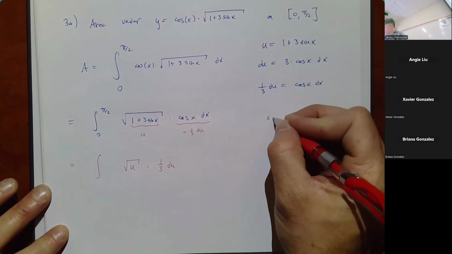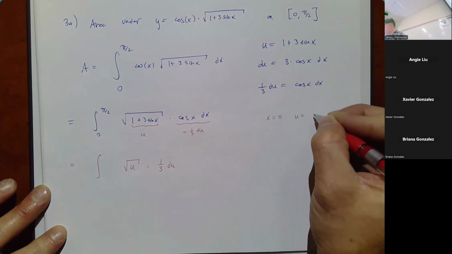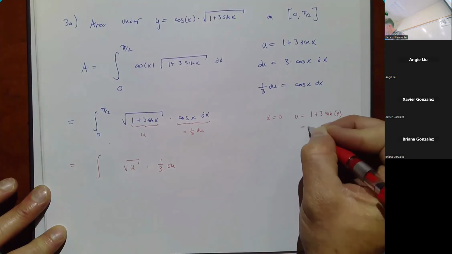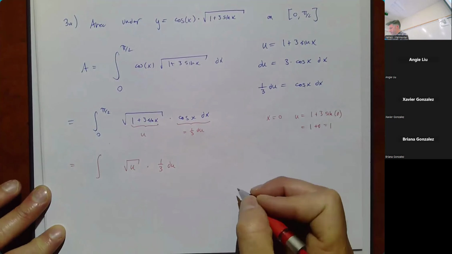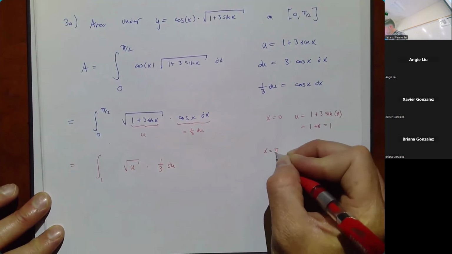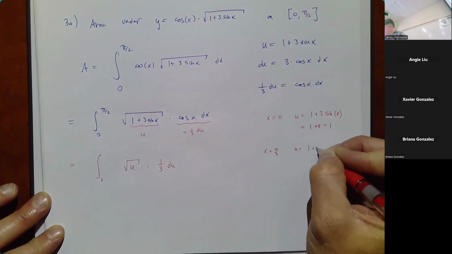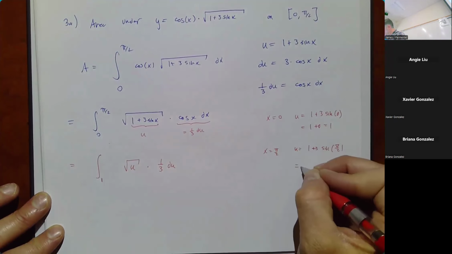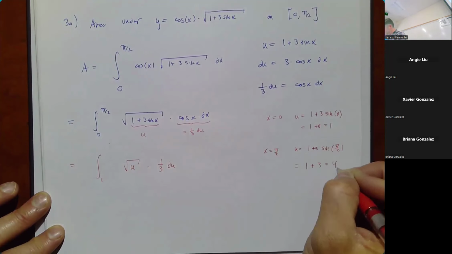So if x equals 0, u is going to be 1 plus 3 times sine of 0, which is 1 plus 0, which is 1. And if x is pi over 2, u is going to be 1 plus 3 times sine of pi over 2. Sine of pi over 2 is 1, so we get 1 plus 3, which is 4.